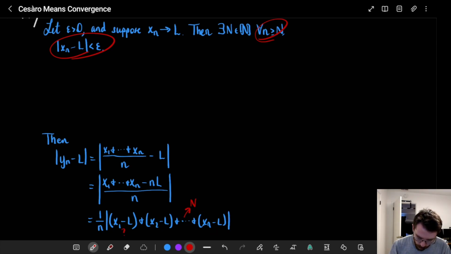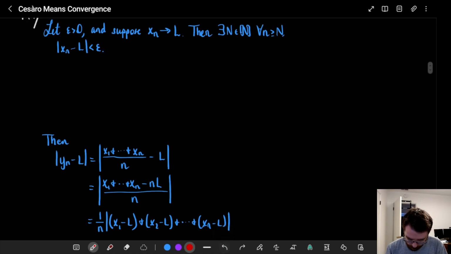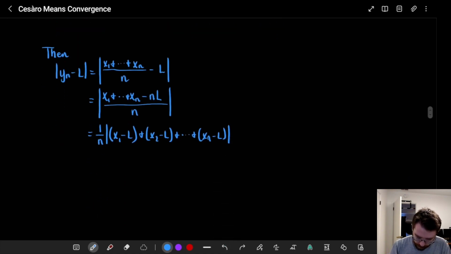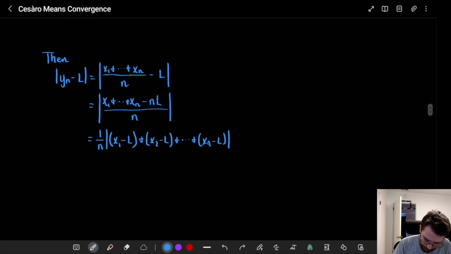So there are big question marks about what I do with these guys. And then hopefully for terms later in the sequence, I can use my epsilon assumption that we started with. Okay, so let me write a few things to make this look more like what I want it to look like. I'll write this as 1 over n. x1 minus L is still there, x2 minus L, I'll put that in dot dot dots.